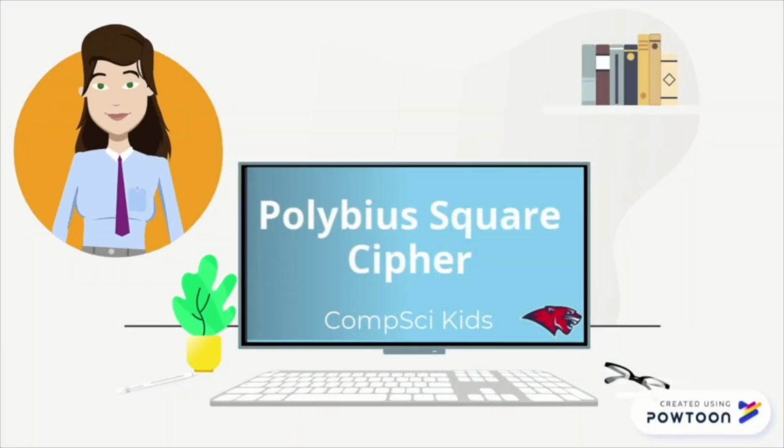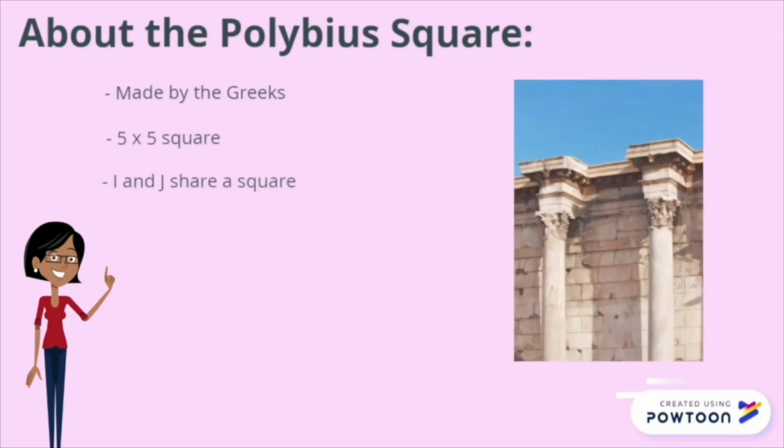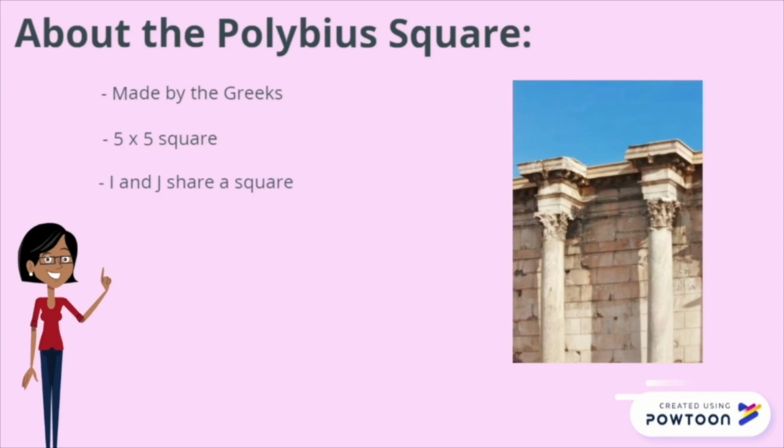Before we start, I want to talk real quickly about where the cipher came from. So the Polybius Square was actually created by the ancient Greeks. Specifically, it came by a scholar named Polybius. He got a cipher named after him. How cool is that? The Polybius Square is 5 by 5 and it contains all the letters of the alphabet.